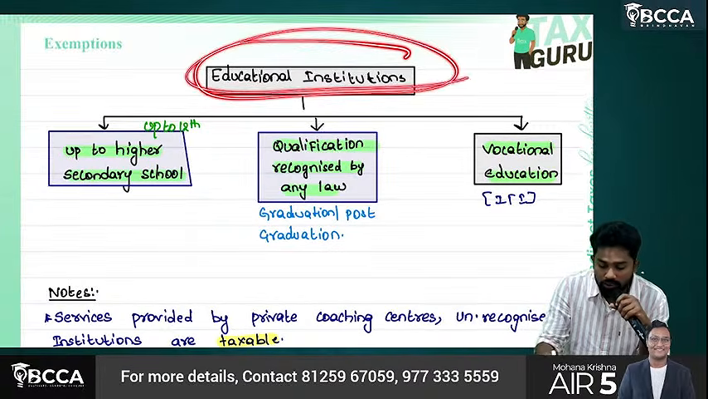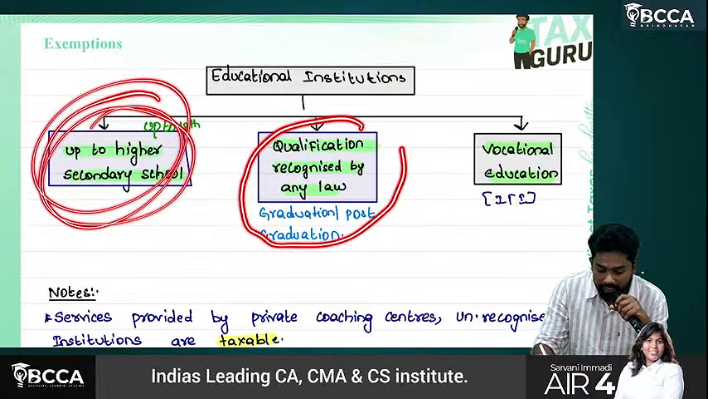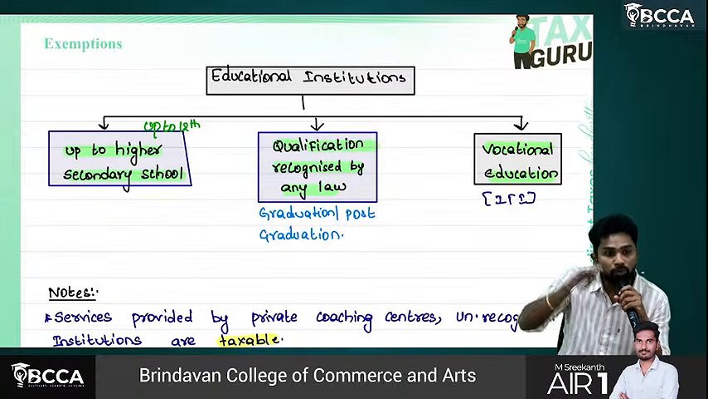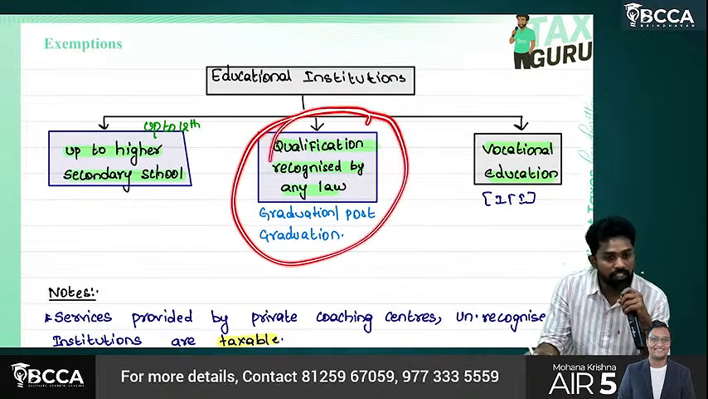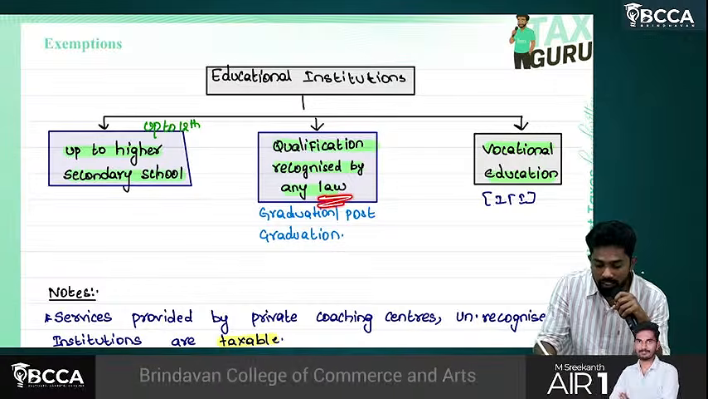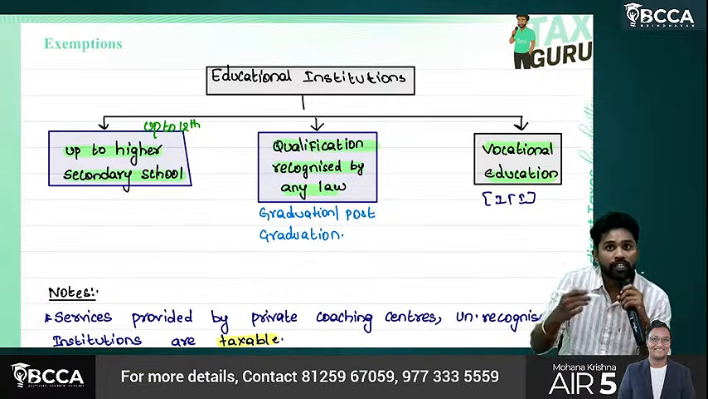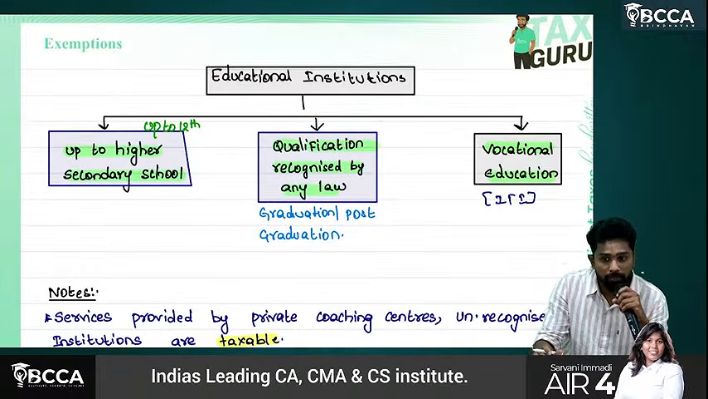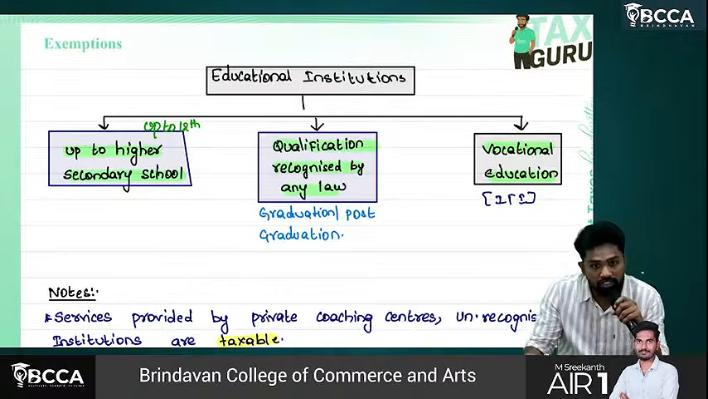Then educational institutions can be classified into three types: up to higher secondary school, qualification recognized by law, and vocational education. When they are providing up to higher secondary school, up to 12th, okay, 10+2. Then qualification recognized by law. These are like what? Graduation and post-graduation courses. They should provide a qualification recognized by law. Sir, so usually when you are taking CMA coaching from BCCA, BCCA will not give you any certificate. Who will give? ICMAI. So the registration fee you pay, exam fee you pay is what? Exempted only. But the coaching fee you pay is not exempted.